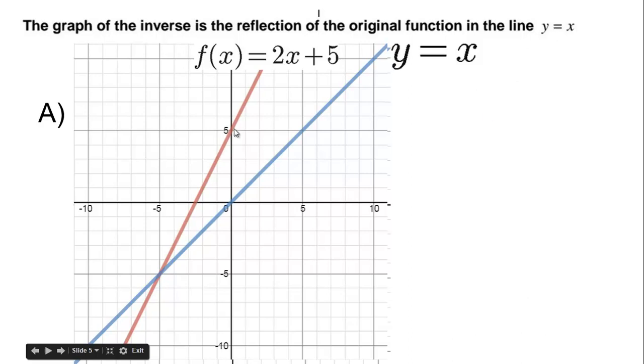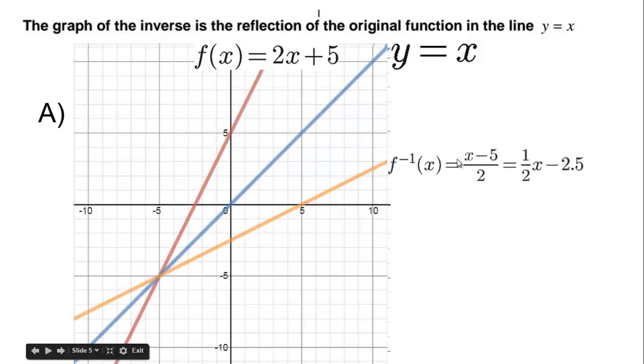And then to get the inverse, what we actually do is take every one of these points, so 0, 5, and we switch the order. We do 5, 0. We take this point at -5, -5, and we still have a point at -5, -5, because they just switched. And so really we have a point through here and through here, and that graph is the inverse that we calculated.